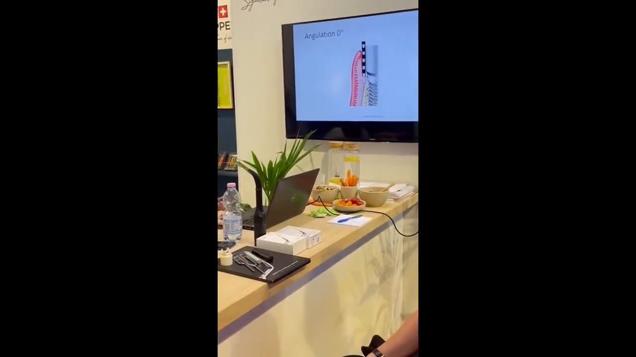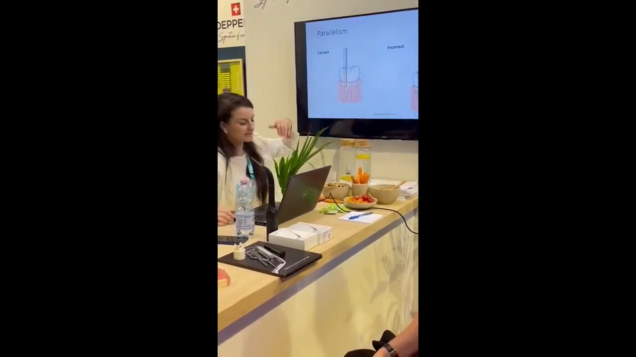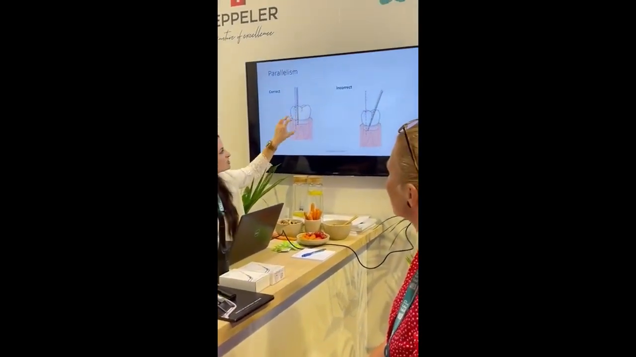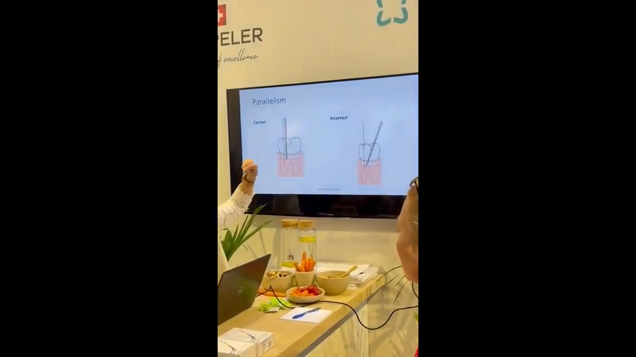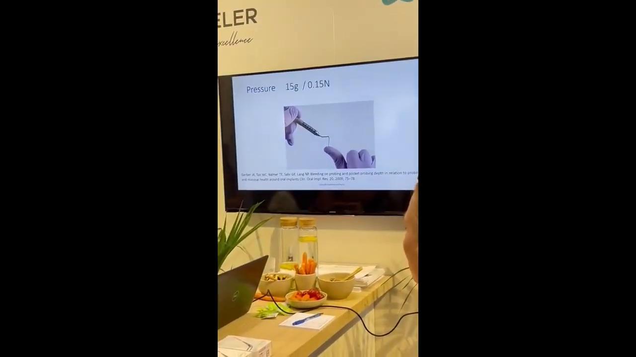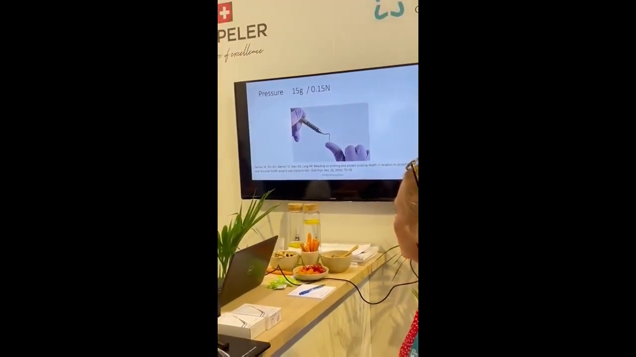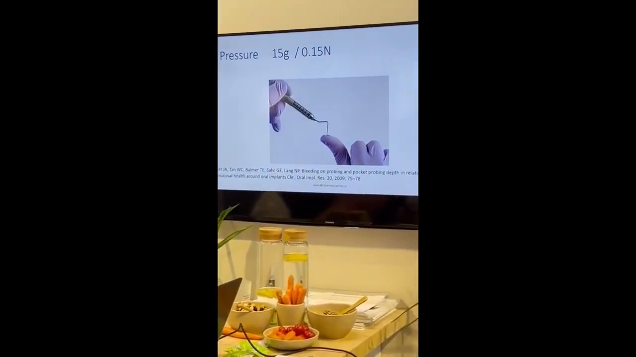Try to keep it adapted as much as possible. Keep it parallel to the long axis of the tooth. So this is what it should look like, and not that, because your reading will be incorrect. And then the pressure should be about 15 grams. So if you look at all the literature for probing around periodontal tissues, it's about 20 to 25 grams.